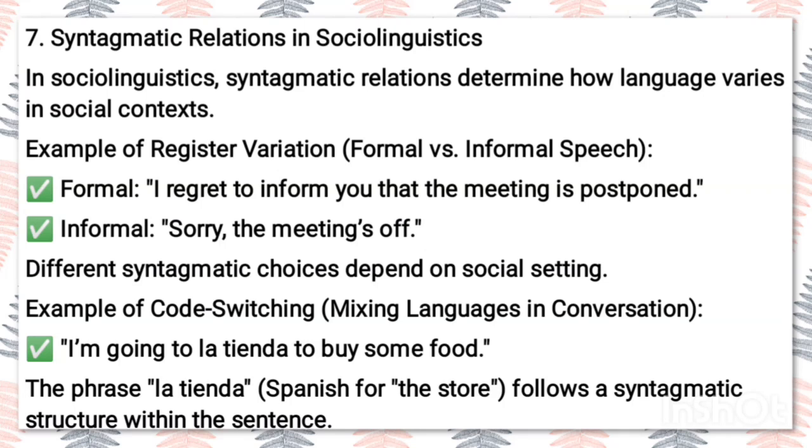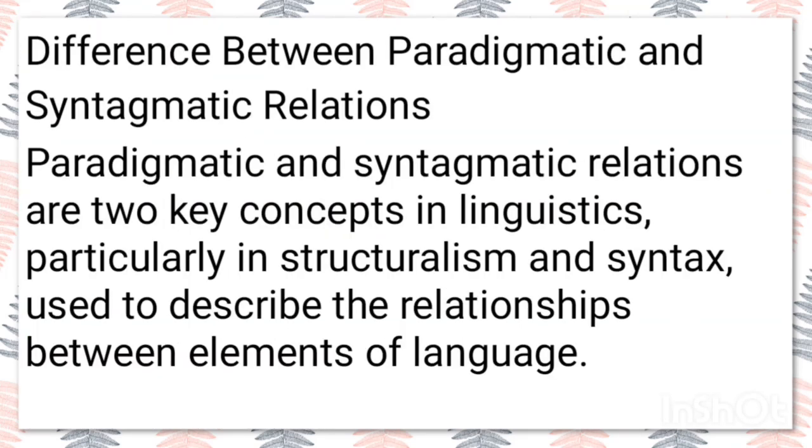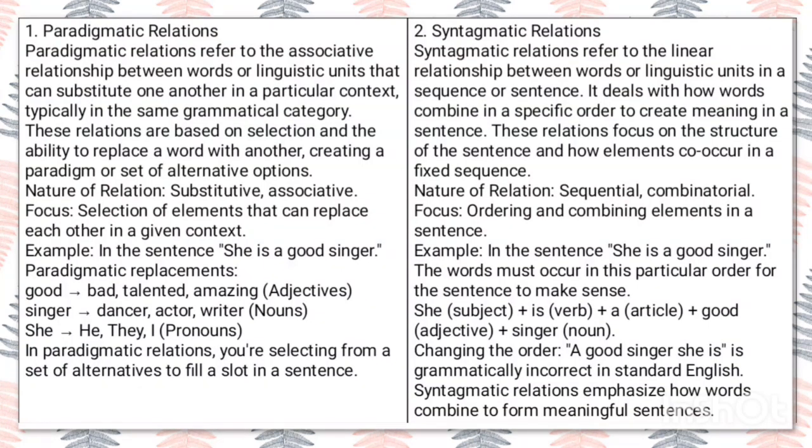Context of code switching. Next one is the difference between paradigmatic and syntagmatic relations. Paradigmatic relations involve substitutions. You choose one element from a set to replace another. Dog can be replaced by cat. But syntagmatic relations involve combinations and ordering of elements. It deals with how words or sounds are combined in a specific order to form a coherent structure. For example, the dog runs fast follows a set syntagmatic order.